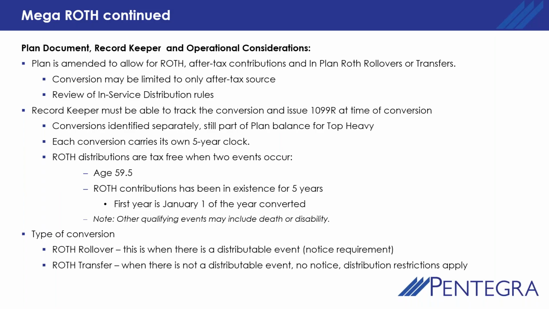The key difference between these two types of conversions is the plan Roth rollover. That is when a participant has an eligible distribution, meaning they've maybe met the 59.5, or if the after-tax allows for an in-service distribution after the money's been in the plan for 2 years.